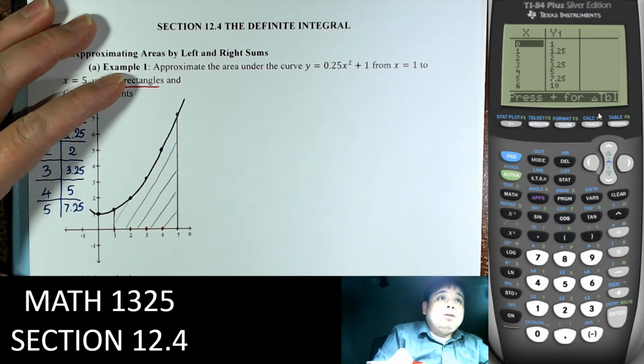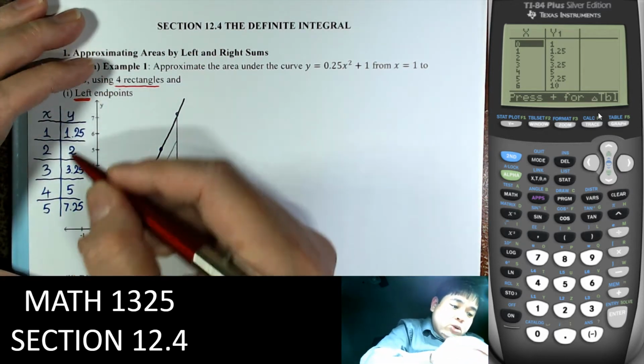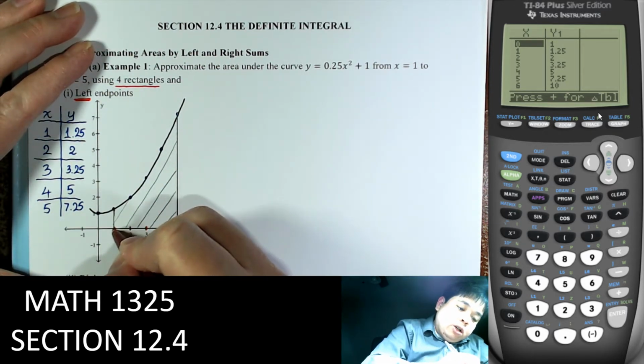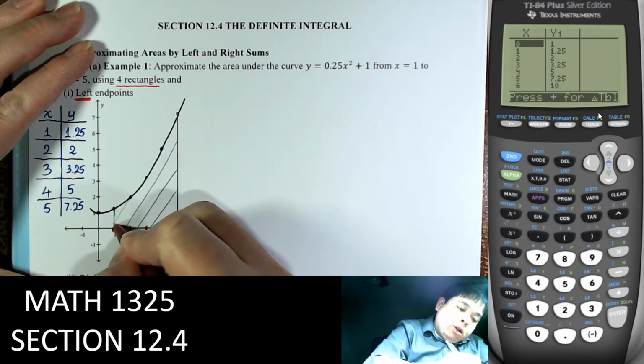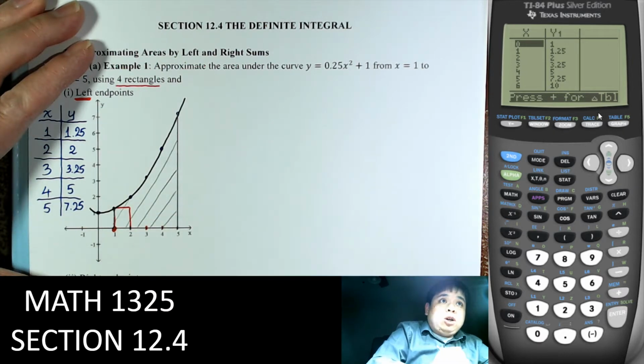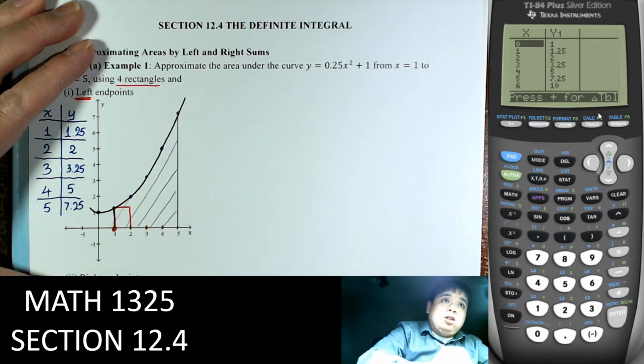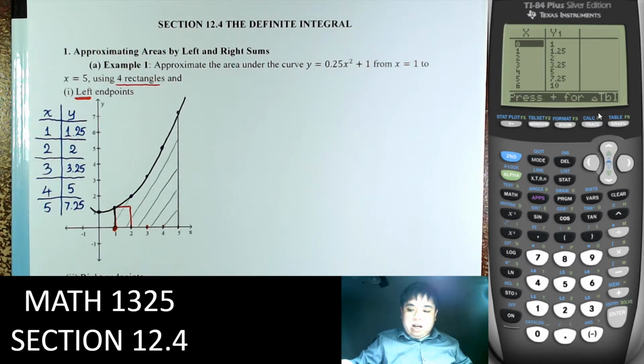from 1 to 5. And so 1, 2, 3, 4. And for each segment, we use the left endpoint. So this is the left endpoint. For the first rectangle, the width is from 1 to 2, and the height is whatever the function is at 1. So that is the first rectangle.